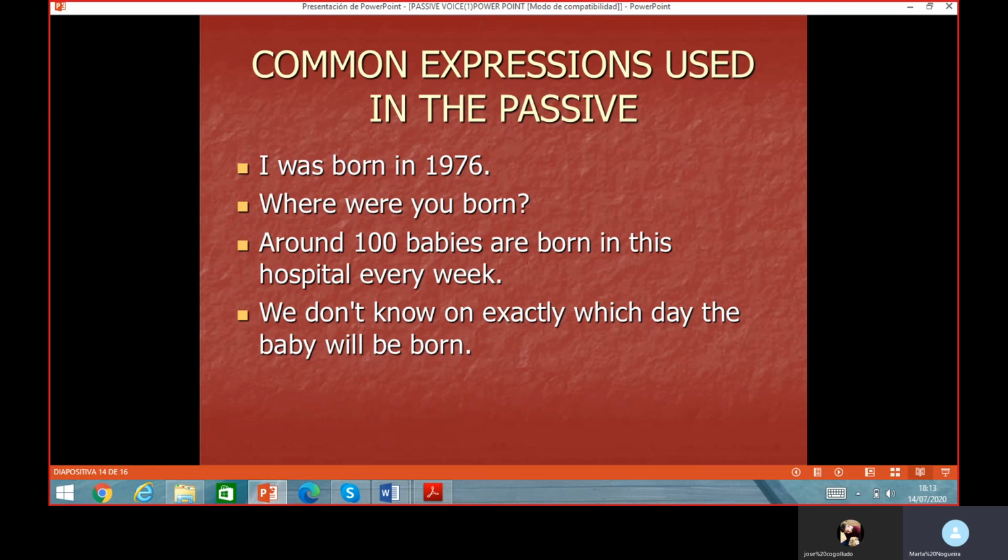What is the passive used for? Also for the verb to be born, with the meaning in Spanish of nacer. To bear is tolerar, parir. Okay, so when we want to say nacer, we always use the passive. Why? Because this is an expression. I was born in 1976. Well, where were you born? ¿Dónde naciste? Around 100 babies are born in this hospital every week. We don't know exactly on which day the baby will be born. So we have these common expressions in the passive.